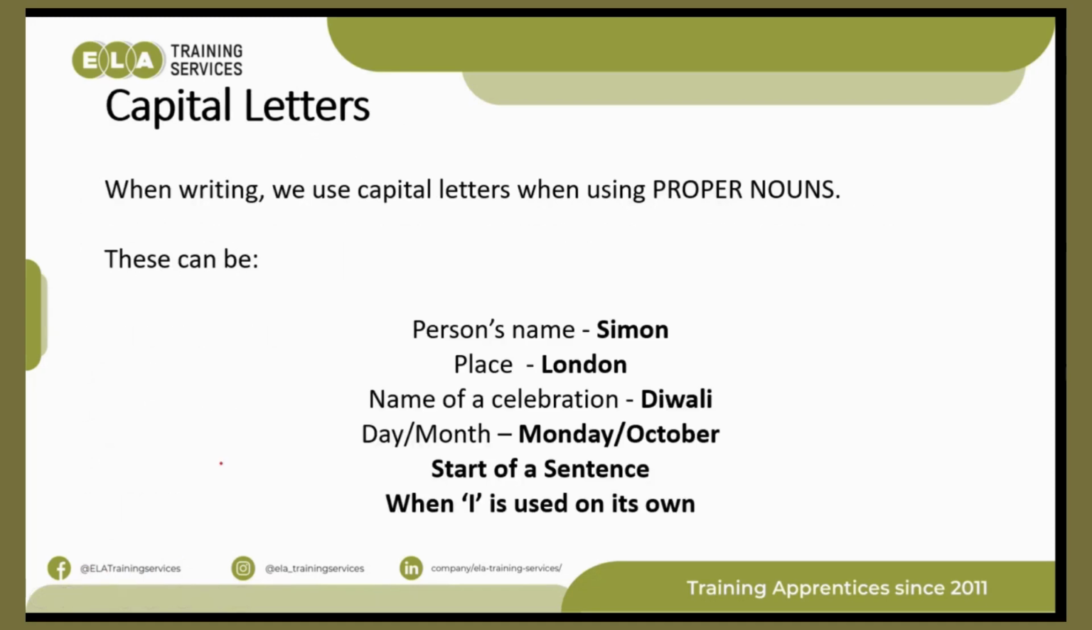So the first topic we're going to have a look at is capital letters. When writing, we use capital letters when we're using what we call proper nouns. Proper nouns can be a person's name, a place, the name of a celebration, a day or month, the start of a sentence, or when I is used on its own within a sentence.